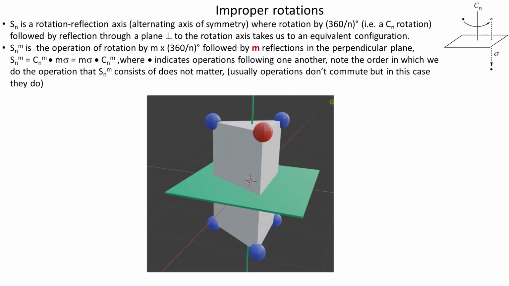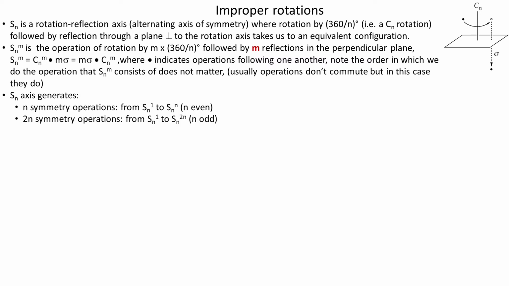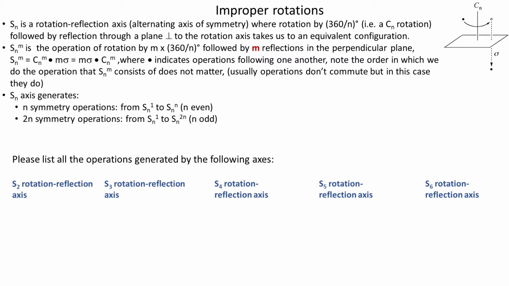However, if we take a triangular prism, then after 3 120 degree rotations and 3 reflections, we don't reach the initial configuration because of the odd number of reflections. So we need to keep going, and after another 3 rotations and 3 reflections, we do arrive at the starting configuration. It's because now we have reached an even number of reflections, 6. Knowing that, please pause the video and write down all the symmetry operations generated by the following rotation-reflection axis.